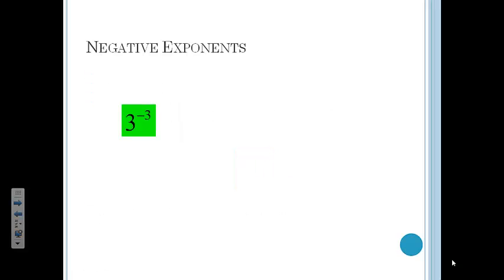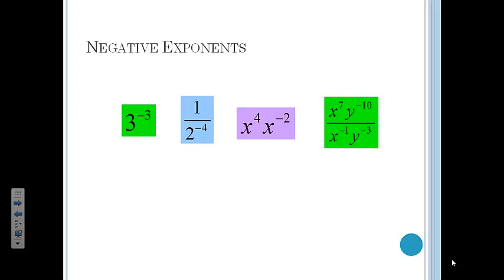So 3 to the negative 3 would be 1 over 3 cubed, which is 1 over 27. 1 over 2 to the negative 4 would come up, so it would be 2 to the 4th, which is 16. X to the 4th times x to the negative 2 would be x to the 4th times 1 over x squared, and your answer would wind up being x squared. And in this case, the x to the negative 1 would come on top, so we'd have x to the 8th on top. Negative 10 minus negative 3 is negative 7, so we'd have y to the 7th on bottom. So the answer would be x to the 8th over y to the 7th.